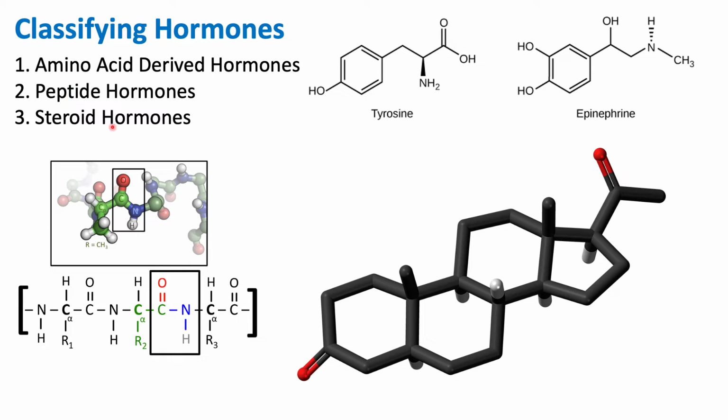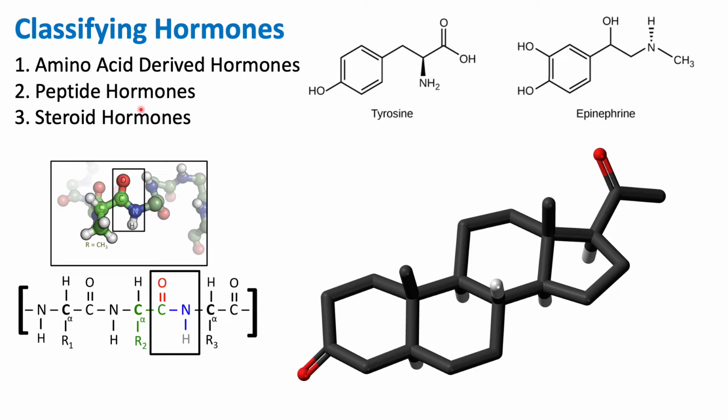So to quickly define each of these, amino acid derived hormones are going to be hormones that are derived from amino acids. And most commonly, the amino acid that our human body utilizes is tyrosine. So tyrosine is the amino acid which other hormones can be based on. For example, we have epinephrine, and we can see that epinephrine looks very similar to tyrosine. It simply has an additional OH group and some additional functional groups over here. So tyrosine is essentially the starting base where other amino acid derived hormones can form.